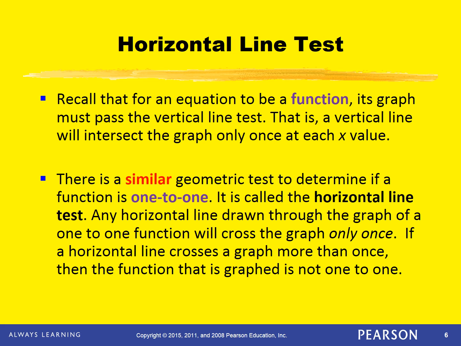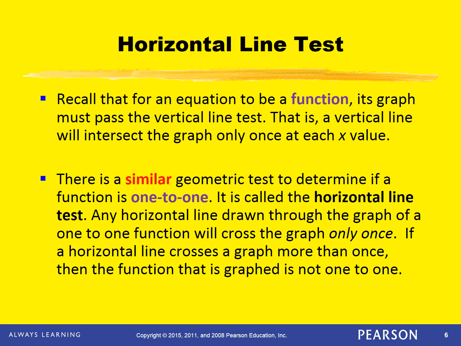It is called the horizontal line test, and it works exactly the same way. So the vertical line test is a test for being a function. The horizontal line test is a test for being one-to-one. Any horizontal line drawn through the graph of a one-to-one function will cross the graph only once. If a horizontal line crosses a graph more than once, then the function that is graphed is not one-to-one. And of course we have seen a lot of those.